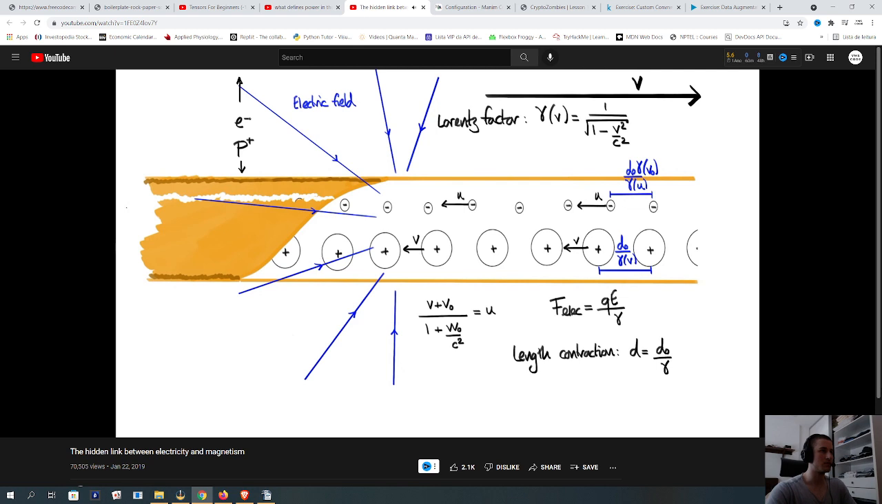So here is the really deep connection between the electric and the magnetic fields. A particle that appears to be influenced by a magnetic field is actually just experiencing an electric field. Isn't that great? What a beautiful connection between the electric and the magnetic fields. And who'd have thought that it would be special relativity that holds the answer?